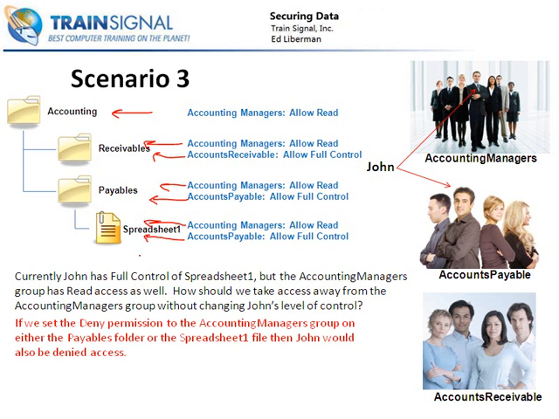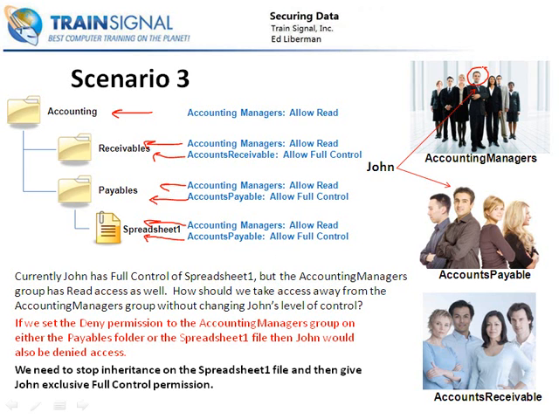Now, if we were to set the deny permission to the account managers group, right? I don't know if you were thinking that, but if you were thinking that we would now take the account managers group and deny them access to the spreadsheet 1 folder, the problem is that by putting that explicit denial, John, being a member of that group, would lose access as well. So that won't work. What we need to do is stop inheritance on the spreadsheet 1 file and then give John exclusive full control permissions.